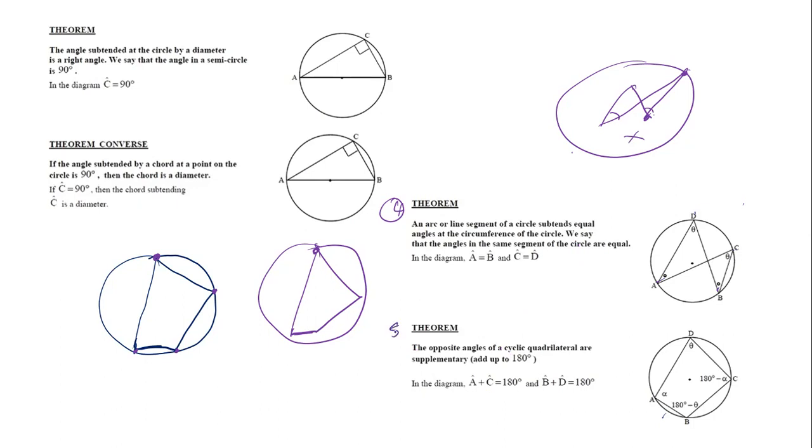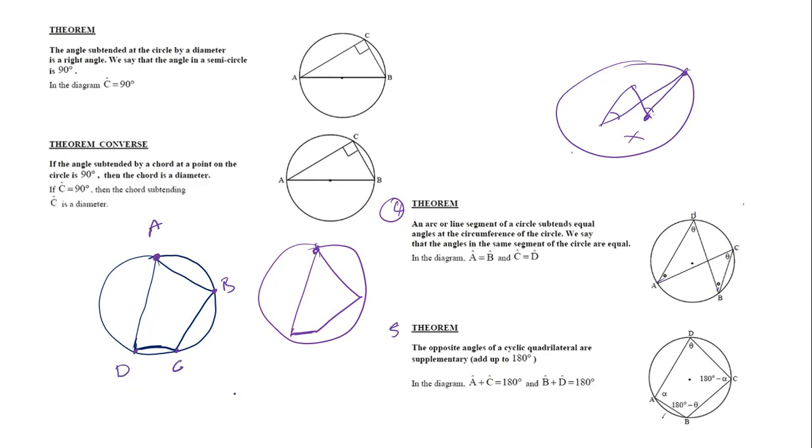So here on theorem number 5, this is how theorem number 5 works. It's a cyclic quadrilateral because the vertices are at the circumference. So theorem number 5 states that if you have a cyclic quadrilateral just like this, what does that mean? Let's call this A, B, C, D. You know what this means?